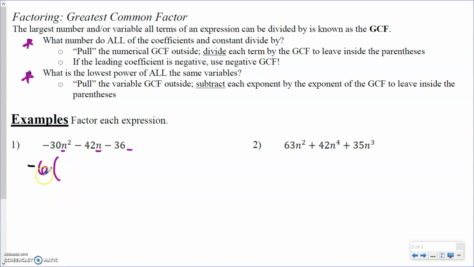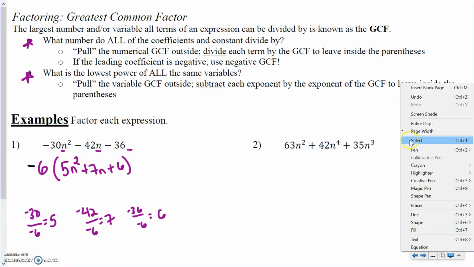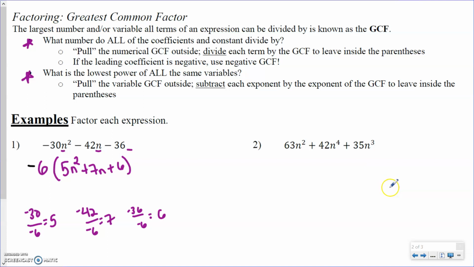So -30 divided by -6 gives me a positive 5n squared. Okay, so -30 divided by -6 equals 5. Okay, we're going to do -42 divided by -6, which gives us a positive 7. And then we're going to do -36 divided by -6, which gives you a positive 6. Okay, this is our factored form. We have to make sure we can't divide anything else out, but we are in pretty good shape there.